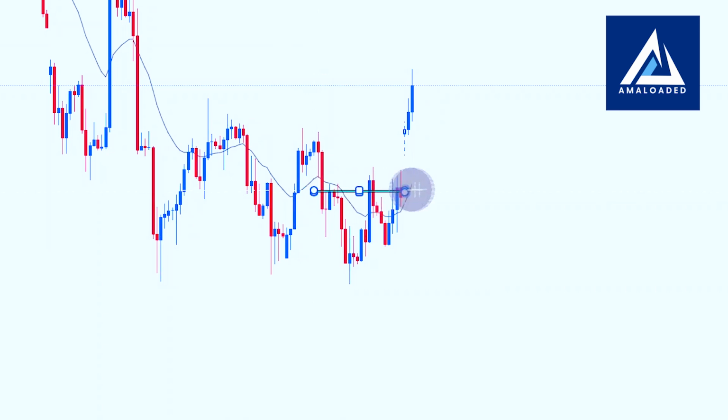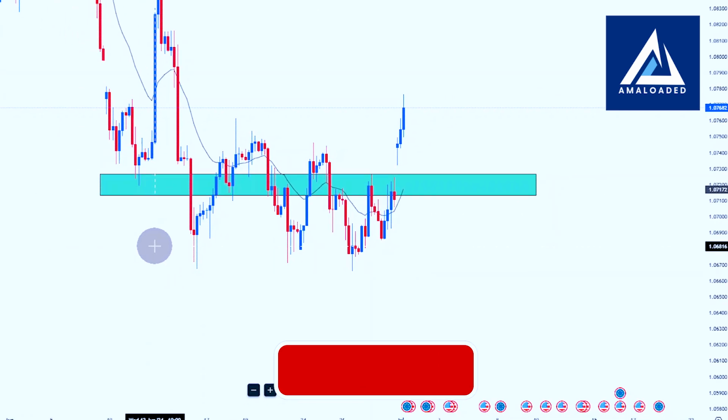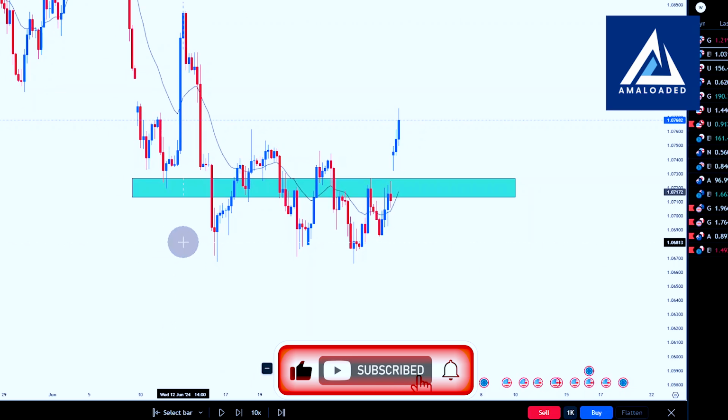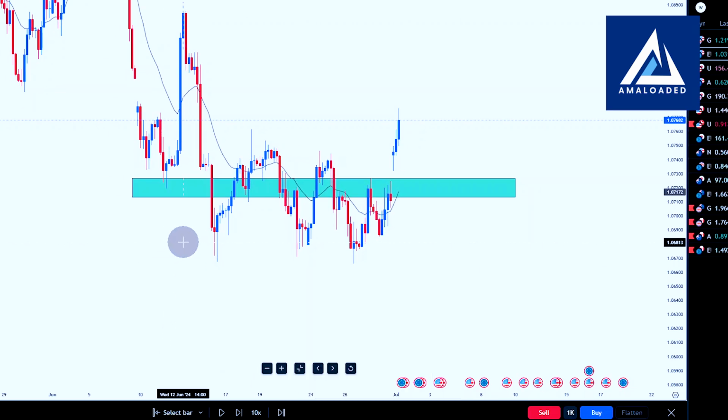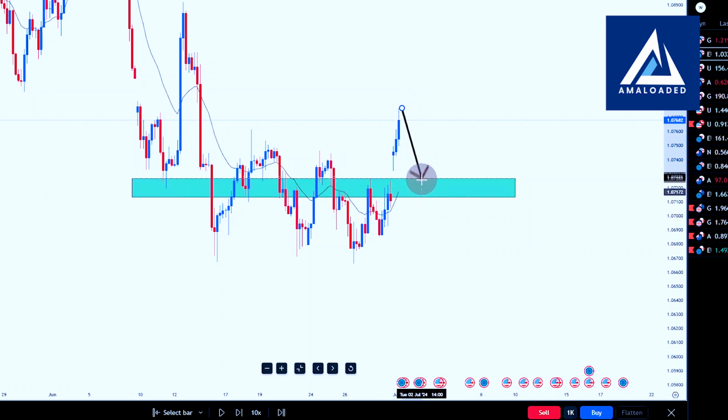The next thing is to establish our support key level zone and see how many times price reacted at the key level zone. Price reacted here, price reacted here, price reacted here multiple times. The next thing is to exercise patience and wait for the price action to retrace down to this support key level zone so that we can take a buy opportunity.